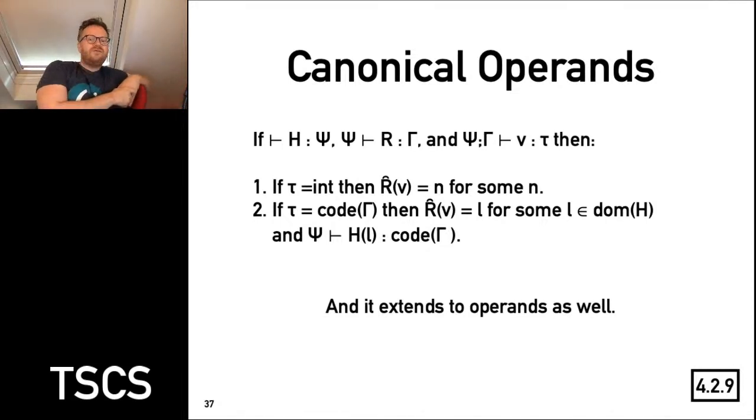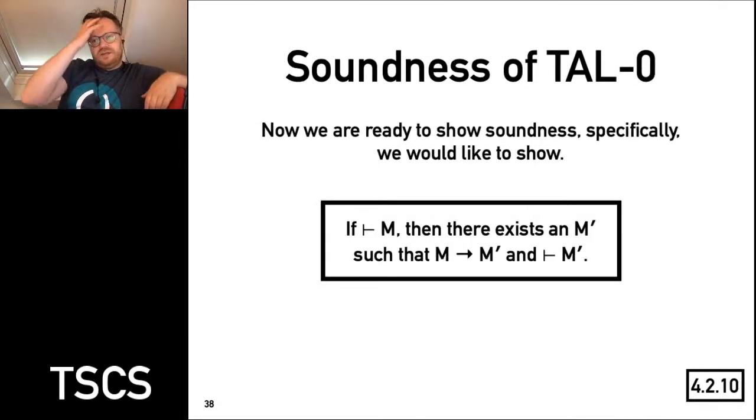Here we have not only values, we have operands, so we also need a canonical operands lemma, and this is basically the same thing. This tells us the same thing, that we have integer typings and code typings for these operands, if we have operands involved. Nothing really fancy. And then we can define the soundness of tau0 like this.